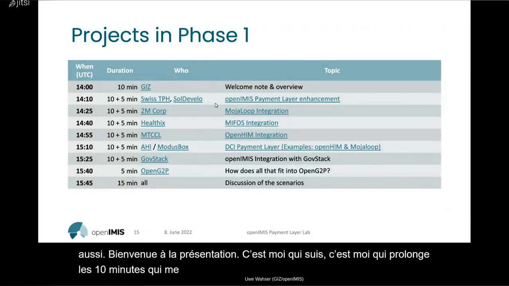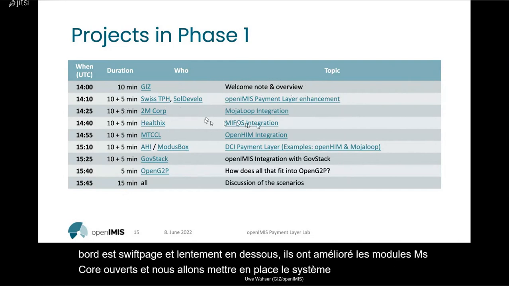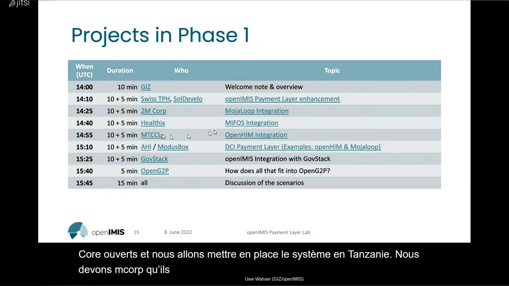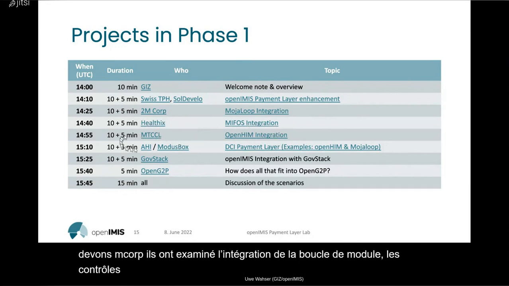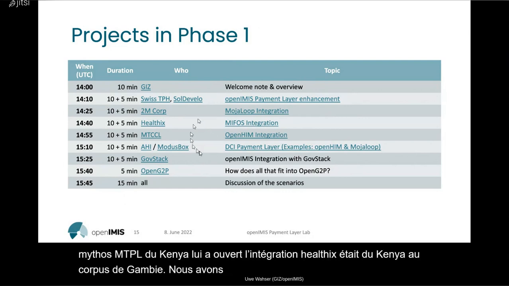The project that we have on board is SwissTPH and Solivelo. They have enhanced the openIMIS core modules and well, set up the system in Tanzania. We have 2M-Corp. They have looked at Mojaloop integration, Healthix and MyFOS integration, MTTCL from Kenya, openHIM integration. Healthix was from Kenya, 2mCorp is from Gambia. So we have a few prominent players from Africa where we are very proud of.